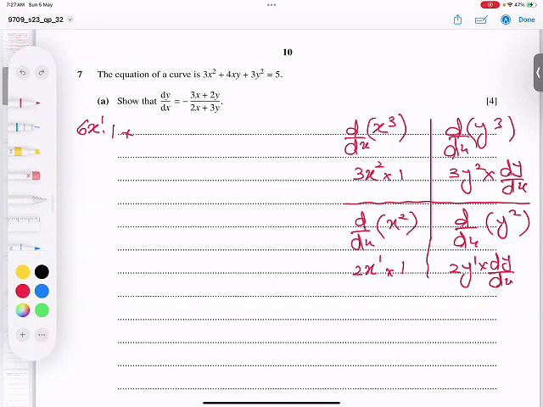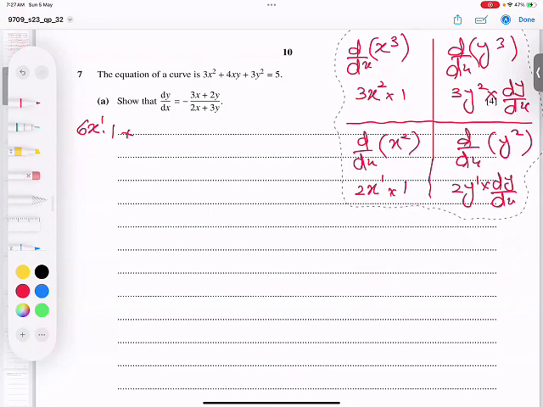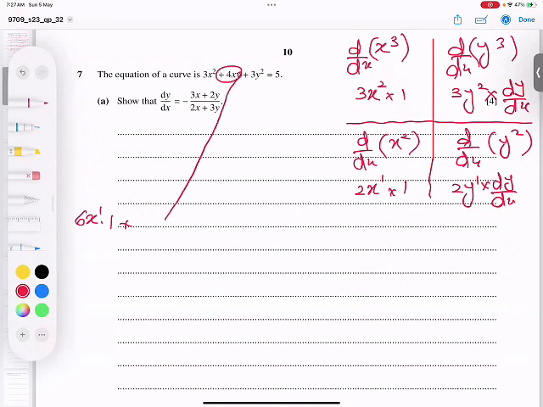Because there is a product, I'm going to apply the product rule here. Why apply the product rule here? Because there are two functions multiplying. I treat 4x as u and y as v. So 4x copy into v's derivative, then y copy into 4x's derivative.